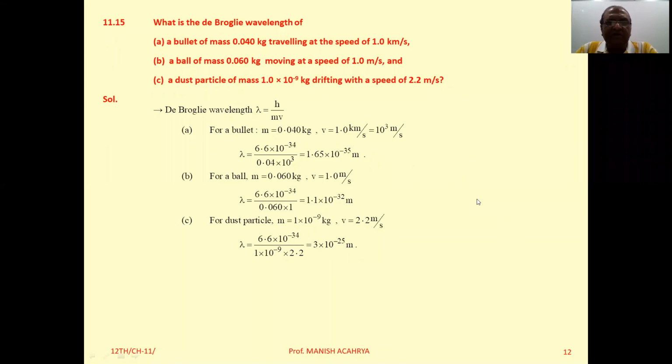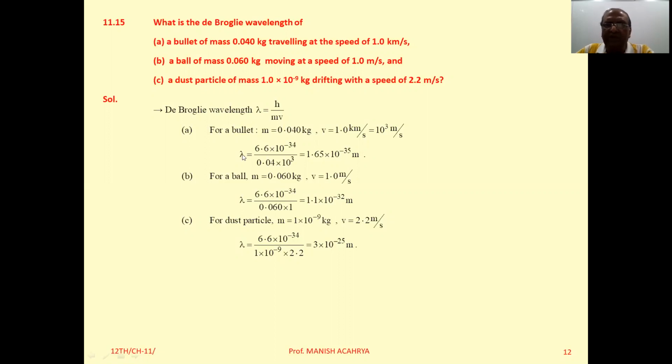11.15. What is the de Broglie wavelength of A, a bullet of mass 0.04 kilogram traveling at the speed of 1 kilometer per second; B, a ball of mass 0.06 kilogram moving at a speed of 1 meter per second; and C, a dust particle of mass 1 into 10 raised to minus 9 kilogram drifting with a speed of 2.2 meter per second. Now, we have the equation for the de Broglie wavelength lambda is h upon mv.